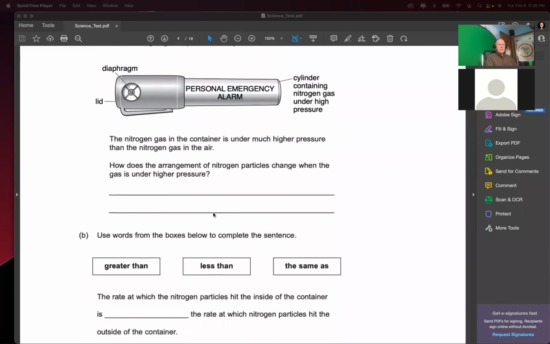Now, the first question is, the nitrogen gas in the container is under much higher pressure than the nitrogen gas in the air. How does the arrangement of nitrogen particles change when the gas is under higher pressure? And they want just basically a couple of words on your part.